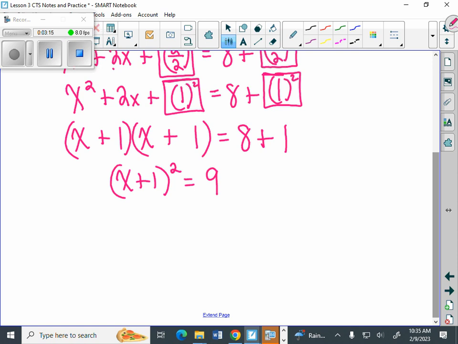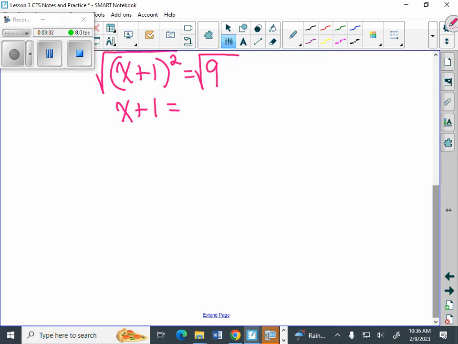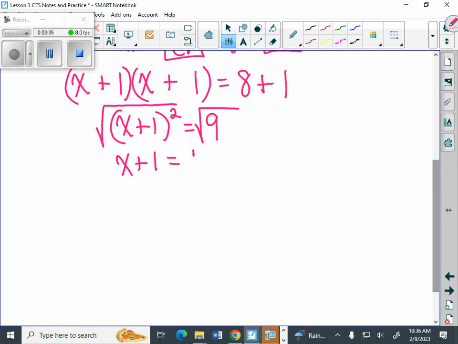We're trying to get to the point where we can solve for x. So we need to undo the squaring by taking the square root. Square rooting and squaring cancel each other out, so we're left with x plus 1, don't write the parentheses, equals plus or minus the square root of 9. But can we take the square root of 9? We can. So this becomes x plus 1 equals plus or minus 3, which is what the square root of 9 is.